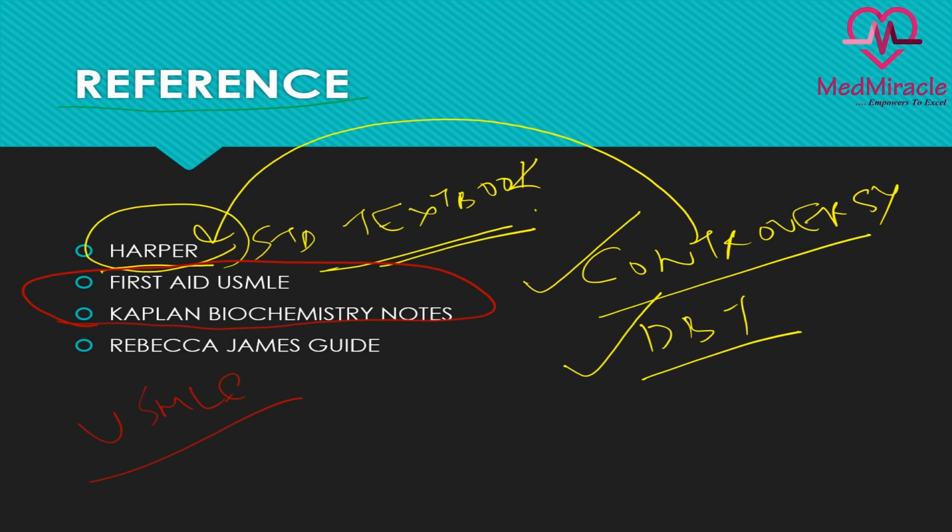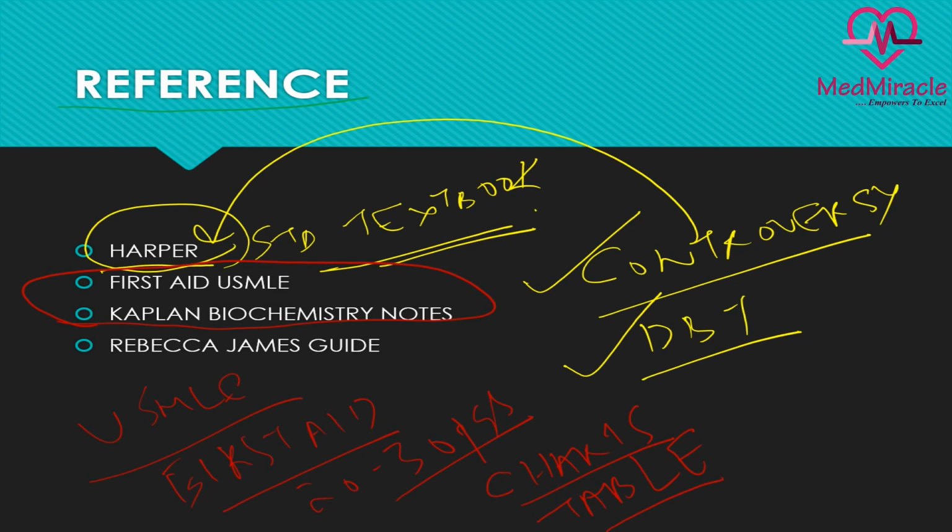The next two books, First Aid USMLE and Kaplan, both are USMLE textbooks, but the good thing about these books is biochemistry is given really beautifully. In First Aid, it's hardly 20 to 30 pages. Beautiful charts and tables are available, and it's really good to revise topics from that.